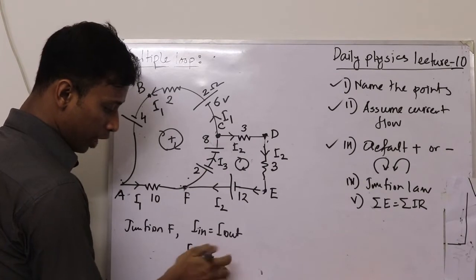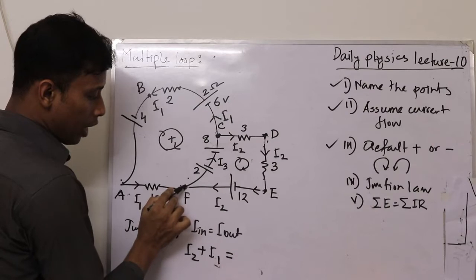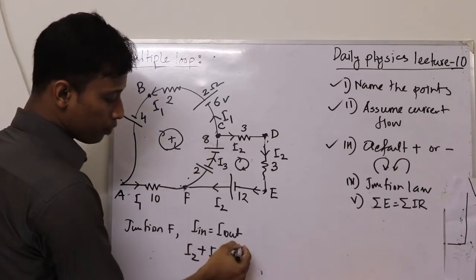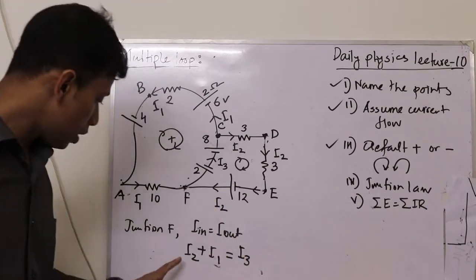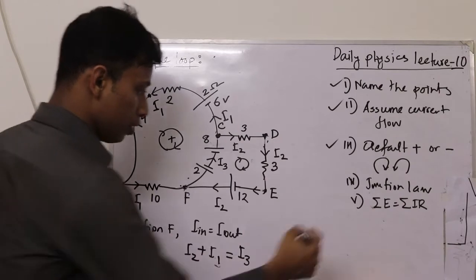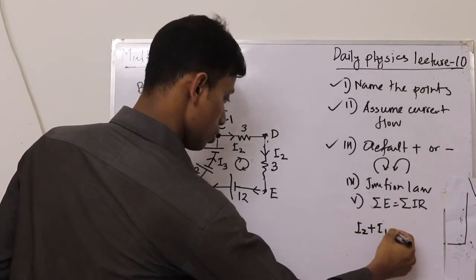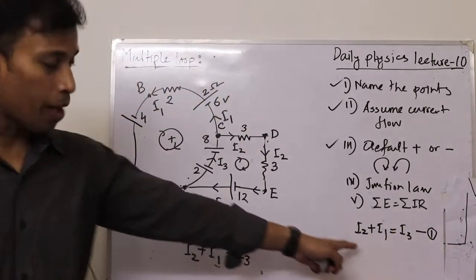So I2 is moving in, I1 is moving in, and now you can see that I3, this is the arrow, right? So I3 is moving out. So that's I3. So we have got one equation: I2 + I1 = I3. So let's write it down. So that's equation 1.